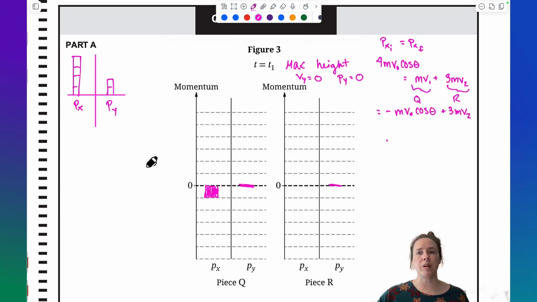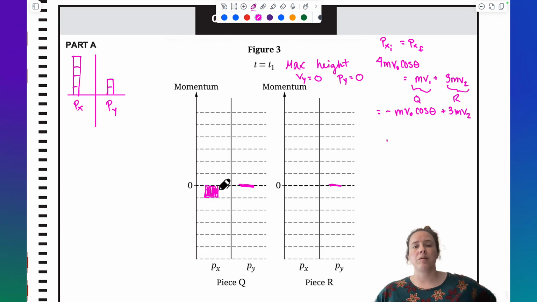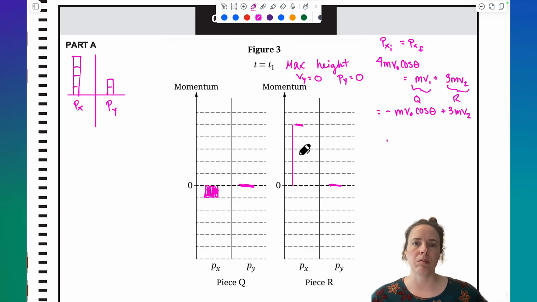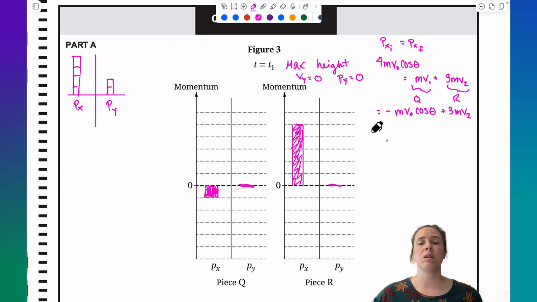Now momentum needs to be conserved. So if he's going to be 1 box down, that means r, in order to get a total of 4 boxes, needs to be 5 boxes up. So 1, 2, 3, 4, 5. 5 boxes up. Boom. There's our momentum diagram. So momentum in the x direction has to be conserved. Momentum in the y direction is 0 because we're at our maximum height.